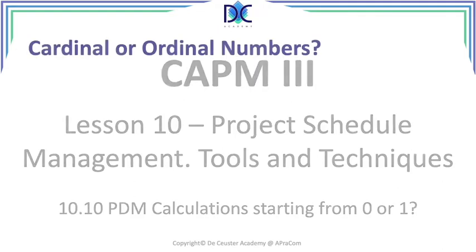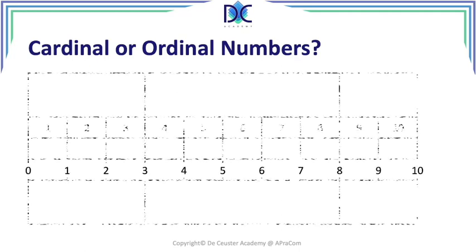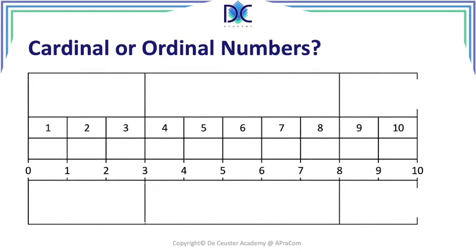So let's have a look at these numbers. Are we going to use cardinal or ordinal numbers? No, both examples, both solutions are correct, although there are some small differences when we compare the solutions. And we can already see it when we look at this example. Let's have a look. We have three activities.